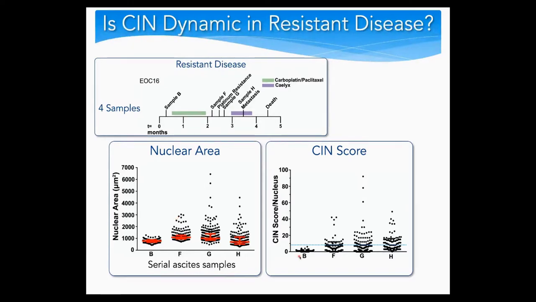Similar to what I showed you in the previous one, we see that increasing amount of heterogeneity from B through G, that's chopped back a little bit at H. And we see the same sort of thing with those CIN scores as well. But what I want to draw your attention to here is that same blue line, the CIN score of 8.